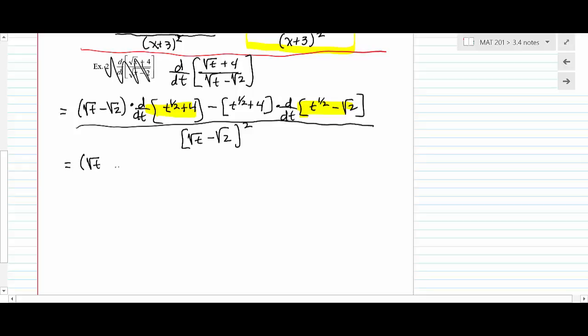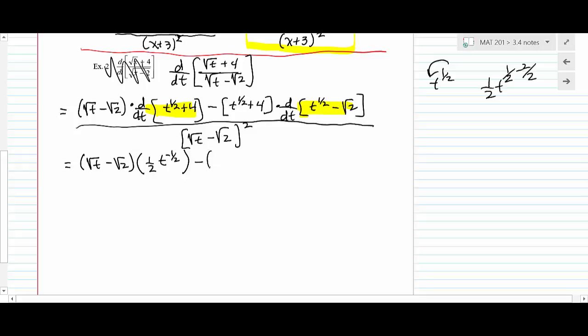So this is square root of t minus square root of 2. I'm just going to leave that alone. Okay, what's the derivative of t to the 1/2? There you go. Now, see, you want to start doing that in your head. So you're bringing down the 1/2 and you're subtracting 1. So I'm using a common denominator, right? So that's going to be 1/2 t to the negative 1/2. The derivative of 4 is 0, right? So you don't need to put anything there. So that's what that derivative is.